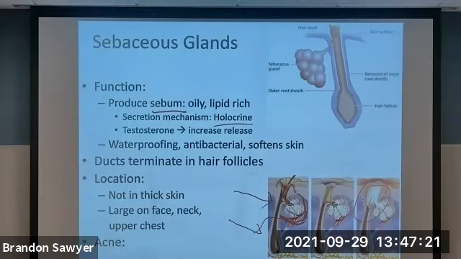Okay. So we don't have these types of glands in thick skin, places like the palms of our hands and the soles of our feet, but we do in most other places besides those areas with really thick skin. We have large ones on our face, neck, and upper chest. And acne is really just an infection of one of those little hair follicles that has a sebaceous gland attached to it.